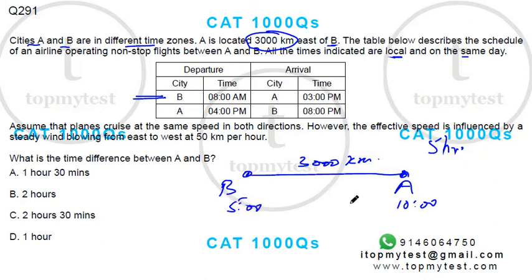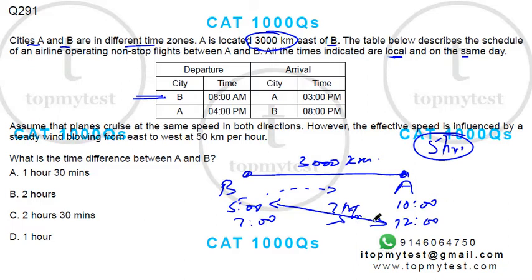Suppose you take a flight which takes 2 hours. It will be reaching there at 7 o'clock B time. But when you go to A, it will show it as 12 noon. So you will count the difference as 7 hours if you just take local time to local time. But because there's a time difference of 5 hours, if you subtract that 5 hours, you will get the actual journey time. The problem is we don't have the time difference here.